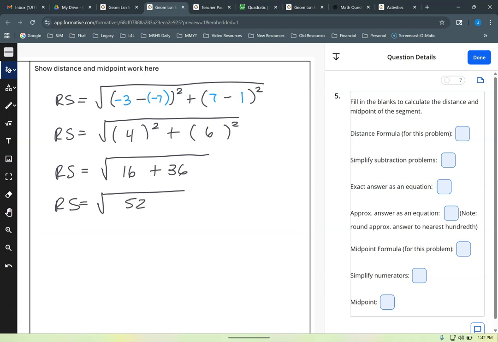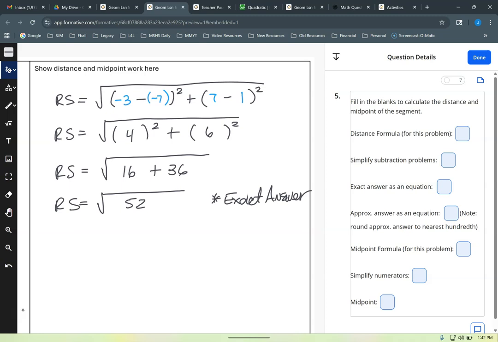Okay? Now, 52 is not a perfect square, is it? Right? In fact, if you think about it, the square root of 52 falls somewhere between the square root of 49 and the square root of 64, right? Like on a number line between 7 and 8. So it should be somewhere between 7 and 8, because the square root of 49 is 7, square root of 64 is 8, this is the square root of 52. So this right here is what we would call the exact answer. And that's what you're going to type in on the exact answer line.